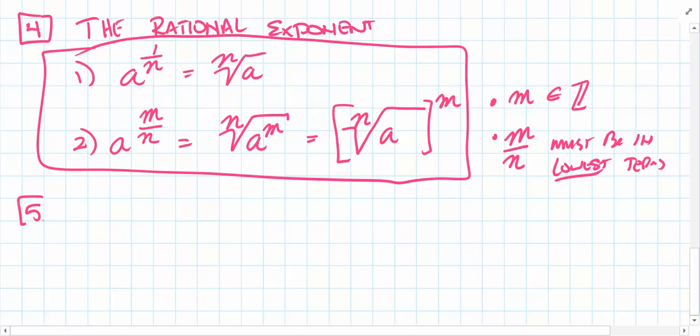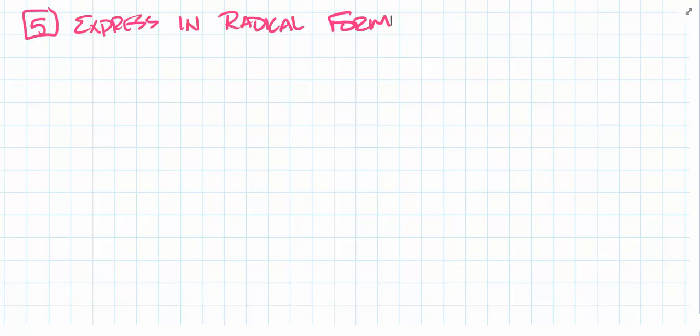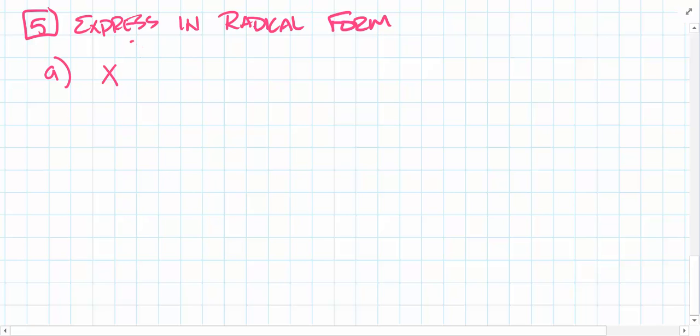So what we're going to do is, for this fifth box here, I want you to express in radical form. That means I'm going to give you something in a rational exponent. For example, what if we did x to the 3/7? How can I rewrite or express this in a different way that has a radical in it?